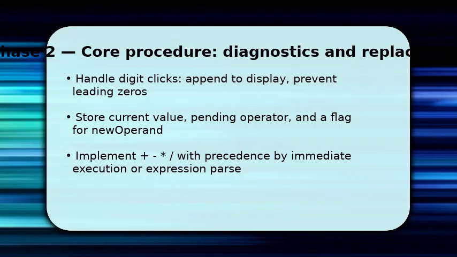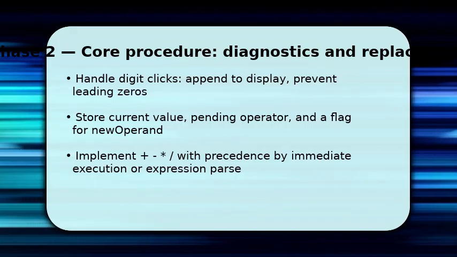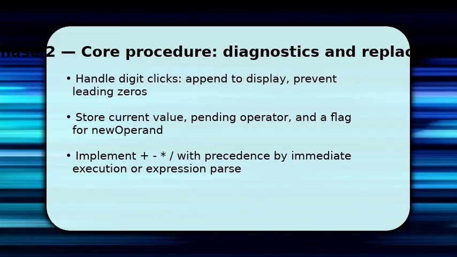For operators, either perform immediate execution, apply pending operator to current value and parse display, or use a simple shunting yard for precedence. Make sure to update new operand so the next digit starts a fresh number.